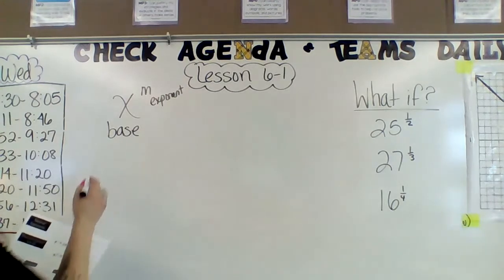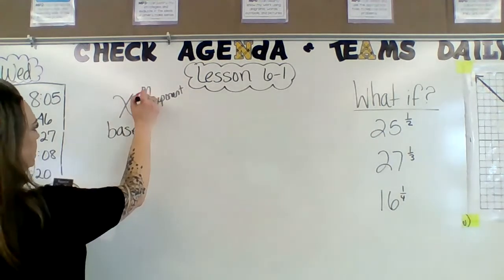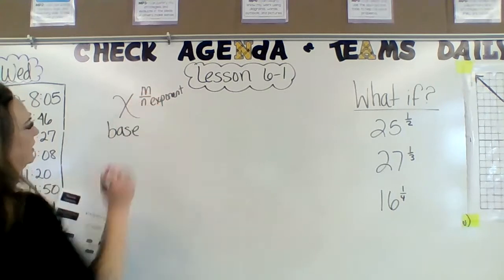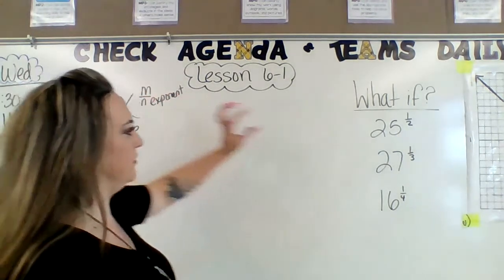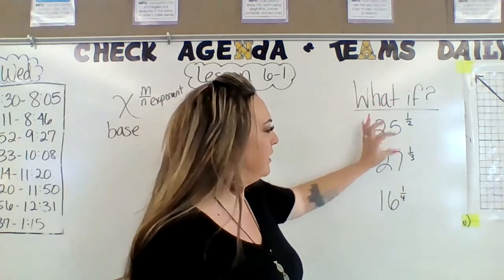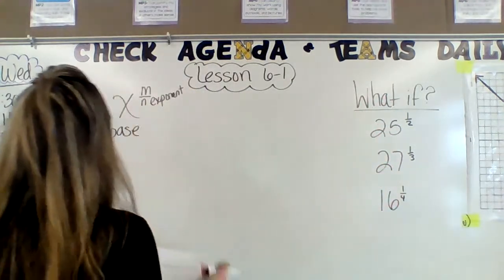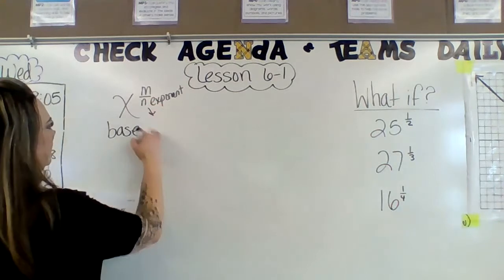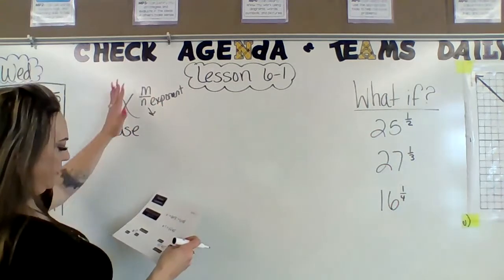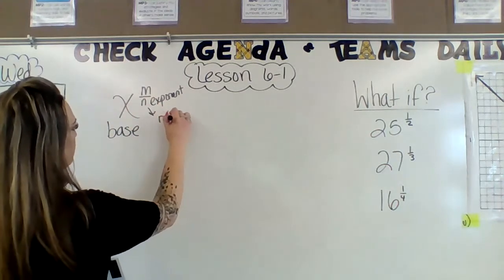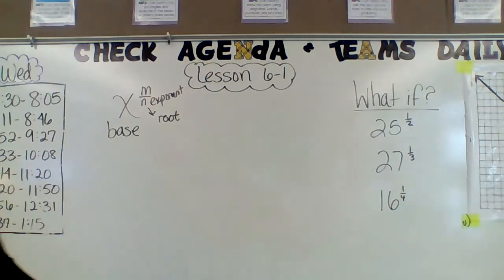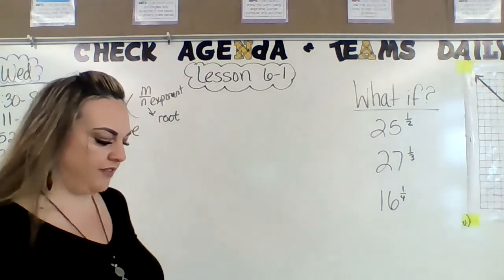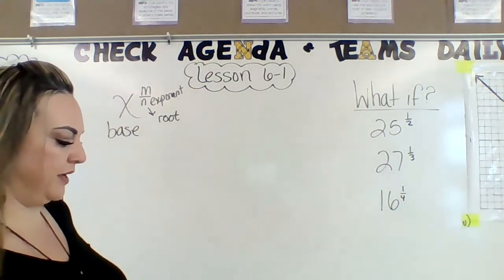But what if we now have a rational number as an exponent? So our exponent is a fraction, like this over here. The n as the denominator in the exponent is called the root. So let's look at what happens when we have a rational number exponent.